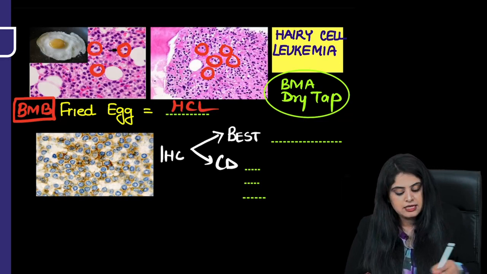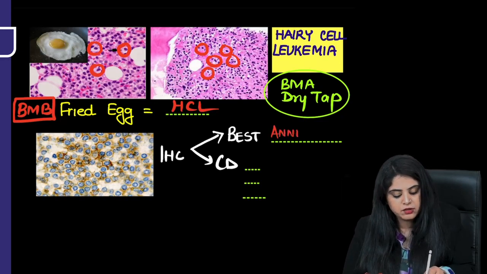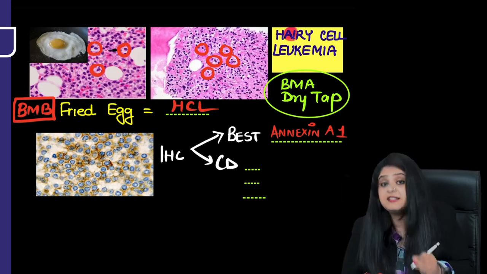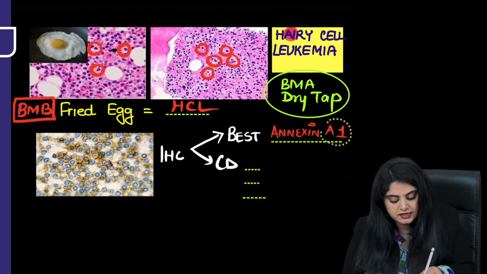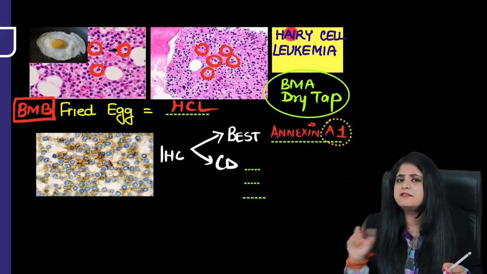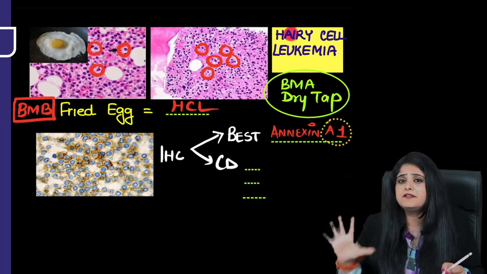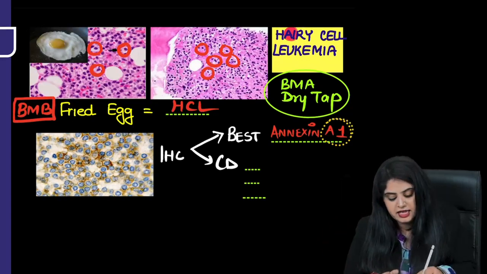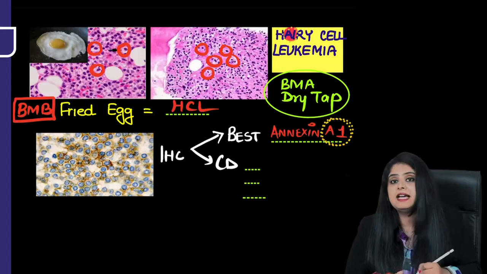So what is the marker? Guys, the best marker that you have is gonna be annexin A1, not annexin 5. देखो hairy cell में A1 आता है. Hairy cell has A1. So you will be selecting annexin A1 over here. Annexin 5 कहाँ था? Annexin penta, annexin 5, annexin penta, apoptosis. Don't get confused. This is annexin A1 because hairy cell has A1 in it.